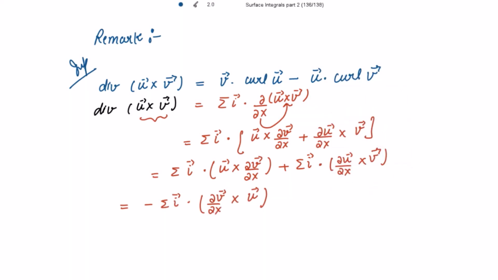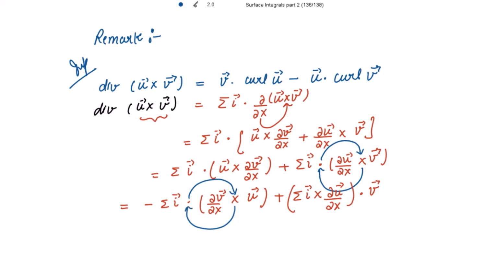And now for the second term, I'm going to use a result. How we are going to use that result? Just shift this dot to this cross and shift this cross to this dot. So how we write? Plus summation i vector its cross product with partial derivative of u with respect to x, taking this in bracket, dot product with v vector. Similarly, we have to do this for this term also in the next step, shifting this dot to this cross and shifting this cross to this dot.